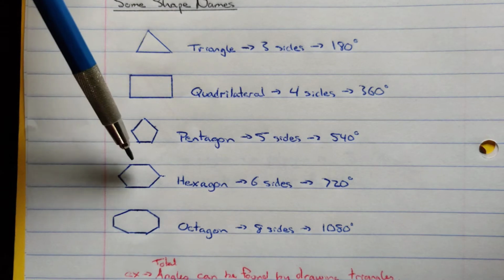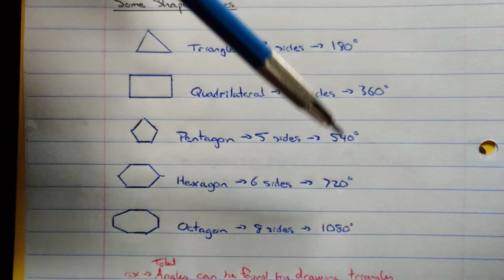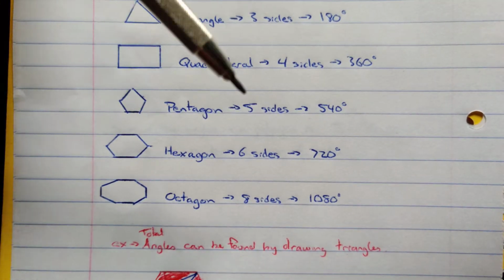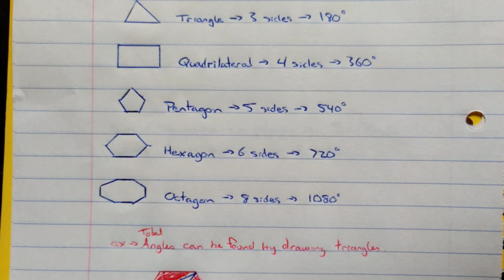A hexagon, 6-sided, like a stop sign, 720 degrees. And then an octagon is 8-sided, with 1080 degrees. I skipped the 7-sided septagon. I think it's called septagon because, one, I forget the name sometimes, and we don't often use them. Generally, we use triangles, quadrilaterals.